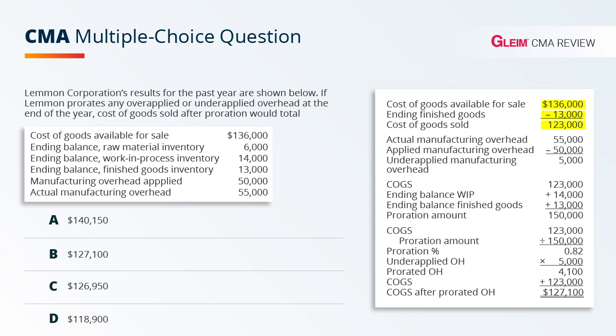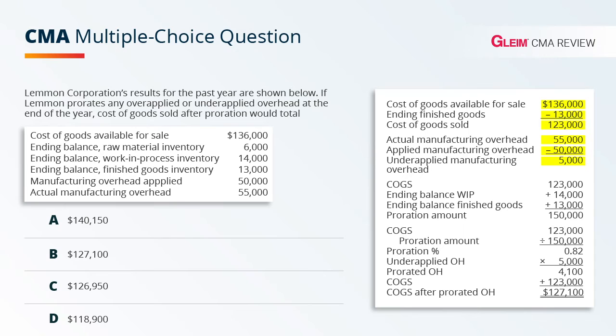To calculate the under or over applied overhead, you're comparing the actual overhead to the applied overhead. Actual manufacturing overhead is $55,000. We compare that to the amount applied, which is only $50,000. That's a difference of $5,000. Actual is more than applied. That means we have under applied the overhead. We haven't applied enough cost.